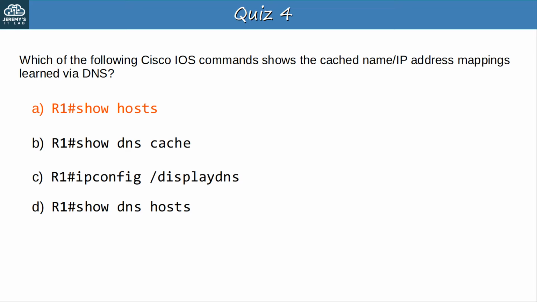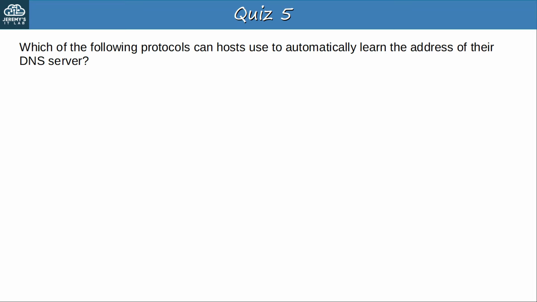Okay, let's go to question 5. Which of the following protocols can hosts use to automatically learn the address of their DNS server? Here are the options. Pause the video to think about your answer. The answer is C, DHCP. Dynamic Host Configuration Protocol allows hosts to learn various parameters such as their IP address and subnet mask, default gateway, and DNS server. DHCP will be covered in another video. Okay, that's all for the quiz.